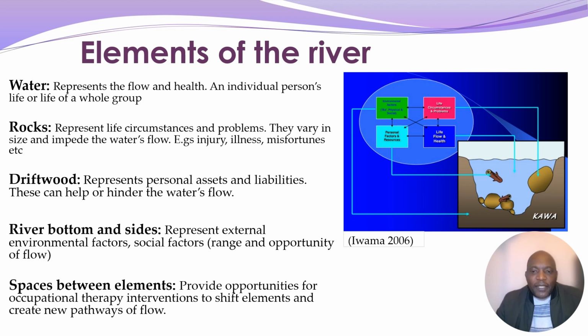Now, looking at the elements of the Kawa model, there is the water. The water represents the flow in health, of an individual person's life or the life of a whole group. So it could be focusing on an individual or focusing on a group, depending on who the client is, because we know in occupational therapy, our clients can either be an individual, a community, a group of people, or a family. So the water represents the flow in health.